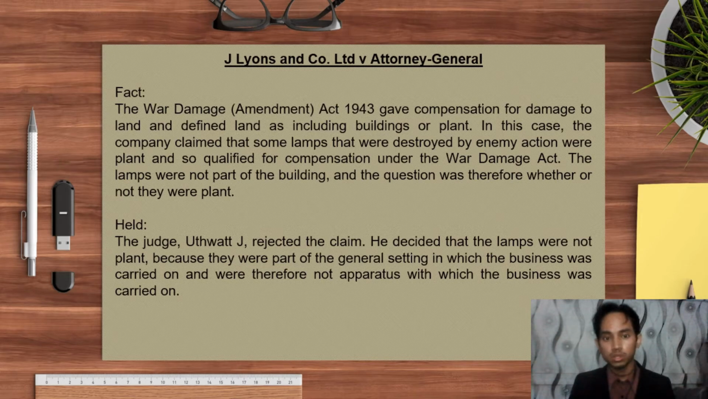So the judge, Uthwatt J, rejected the claim. He decided that the lands were not plant because they were part of the general setting in which the business was carried on and were therefore not apparatus with which the business was carried on.